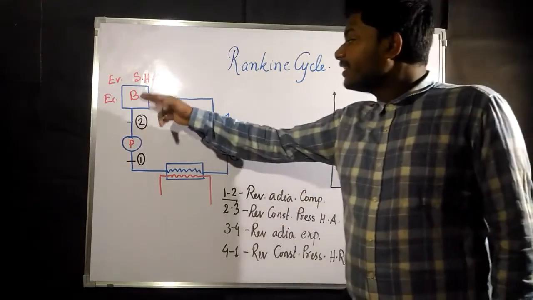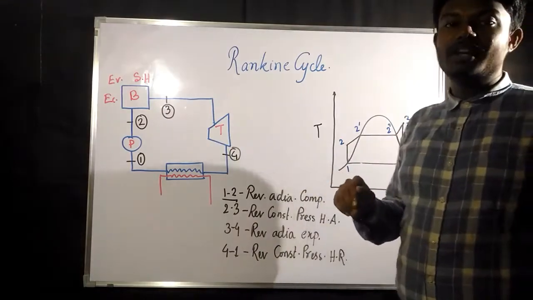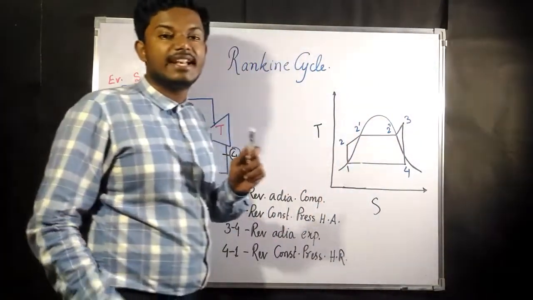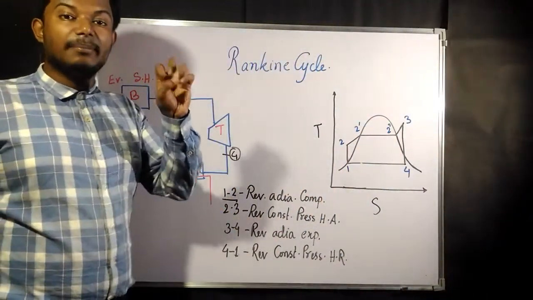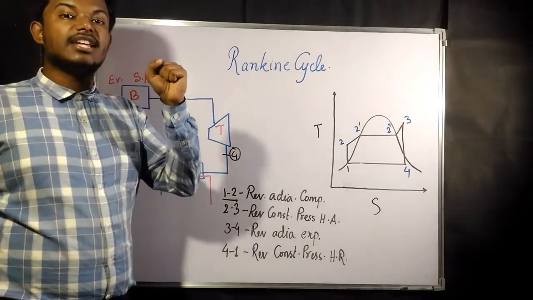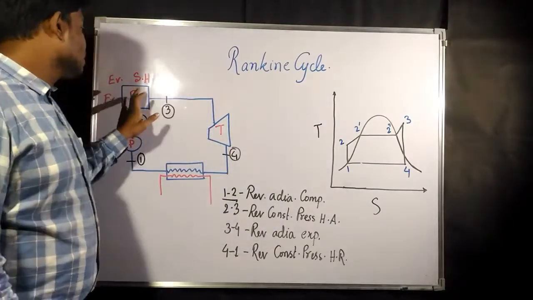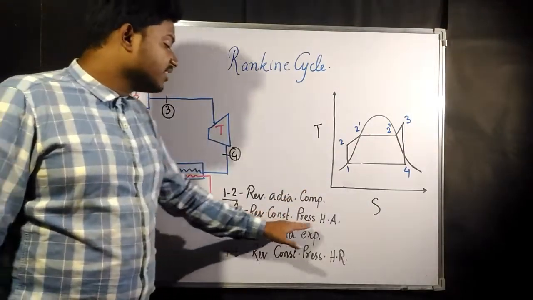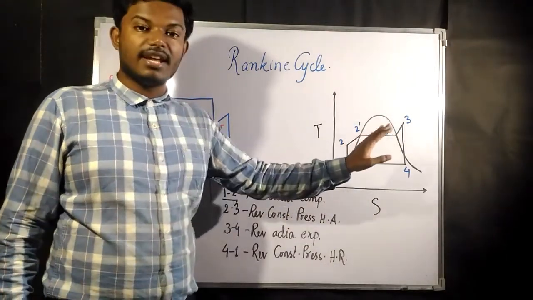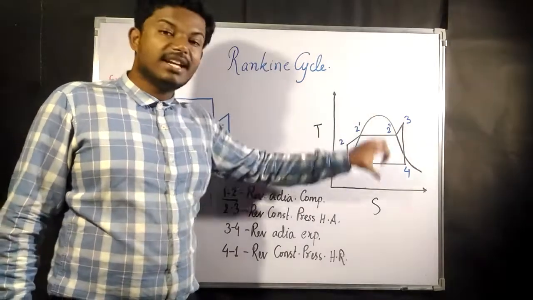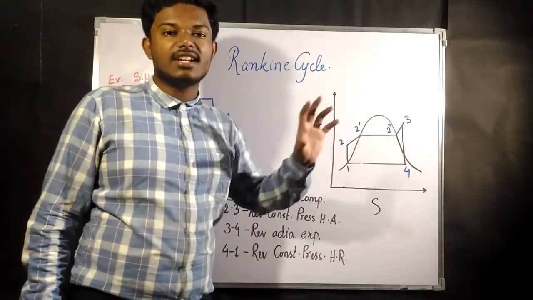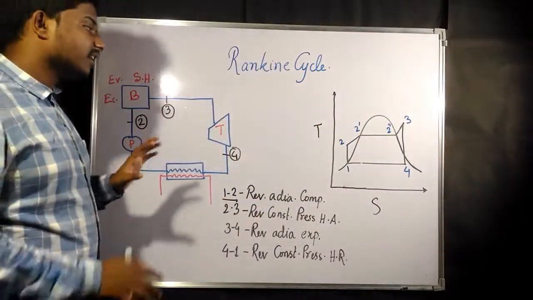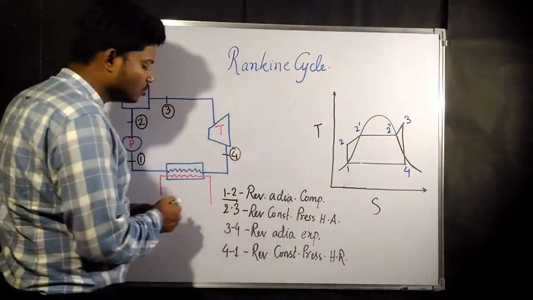Now the second thing is what? The second thing is the boiler. The boiler is nothing but our heat addition machine, or the machine part which helps us to add the heat. So now we are going to have reversible constant pressure heat addition. We are going to add the heat at constant pressure, 2 to 3.